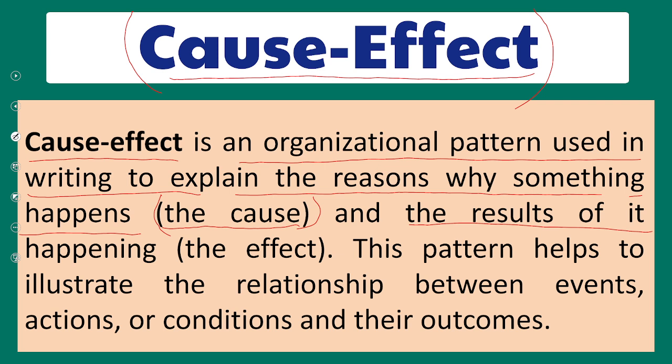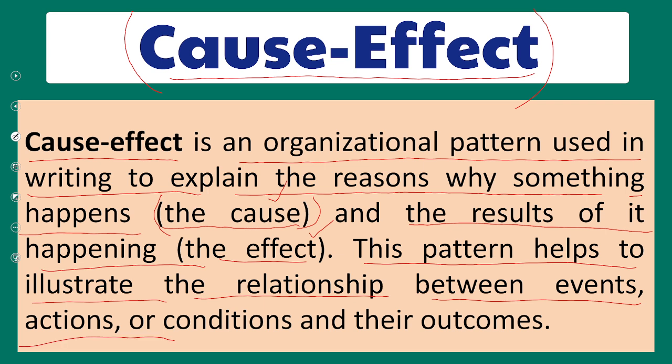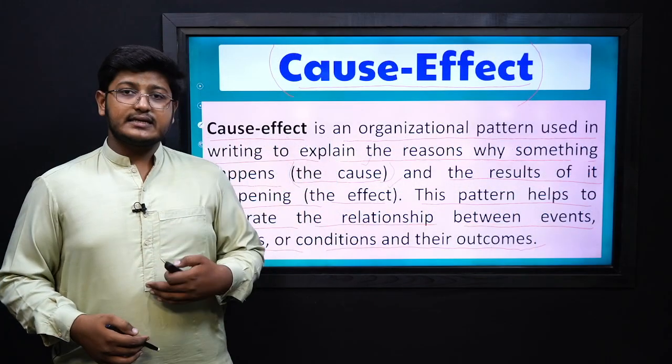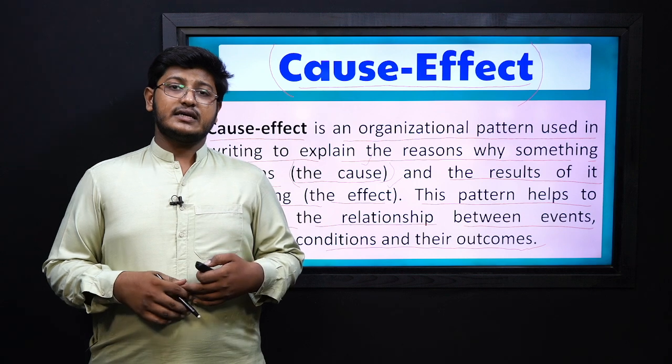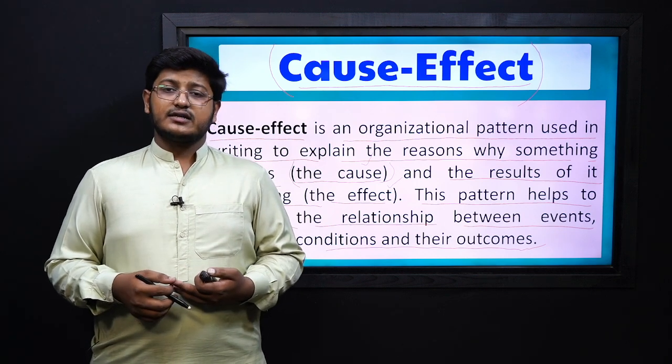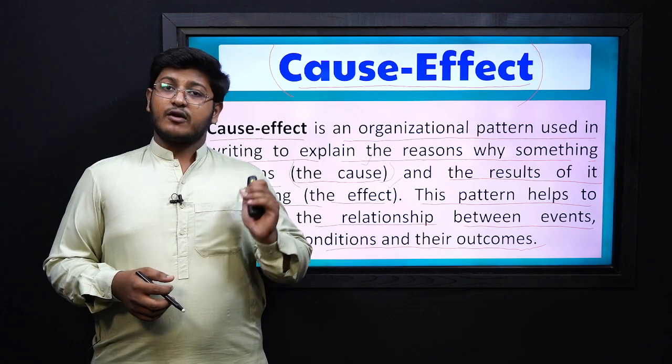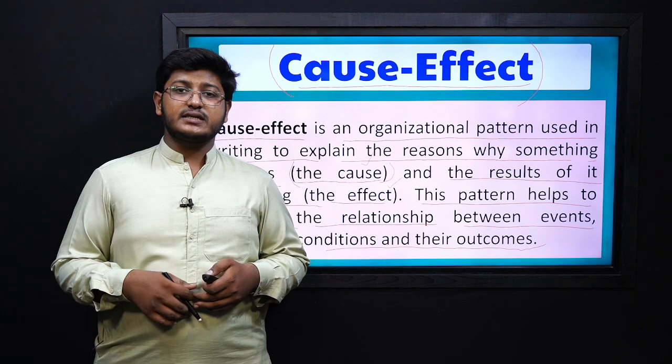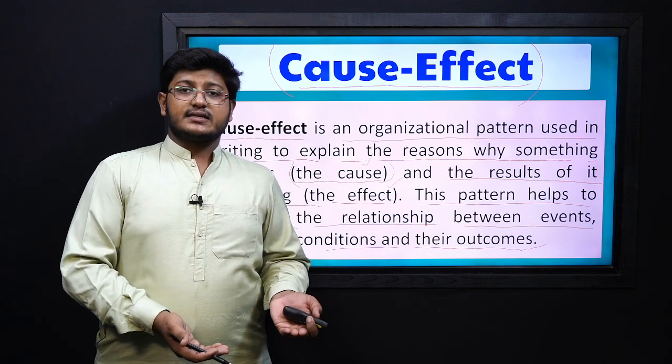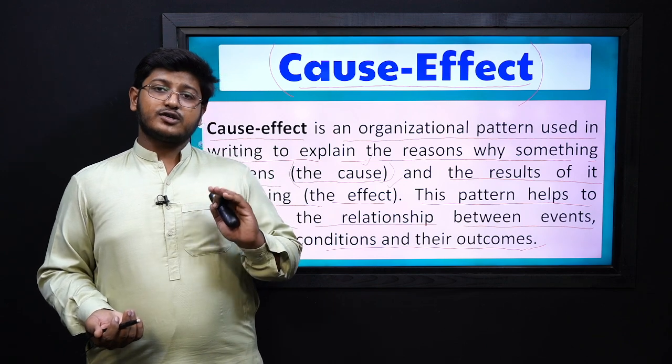The results of it happening, the effect. When something happened, what is the effect of that cause? These both things are most of the time presented in the text. This pattern helps to illustrate the relationship between events, actions and conditions and their outcomes. Like we can say there is an effect: the streets are very dirty. Why does this effect happen? What is the cause of this effect? Because people make the place dirty, that's the cause because of which the effect happens.